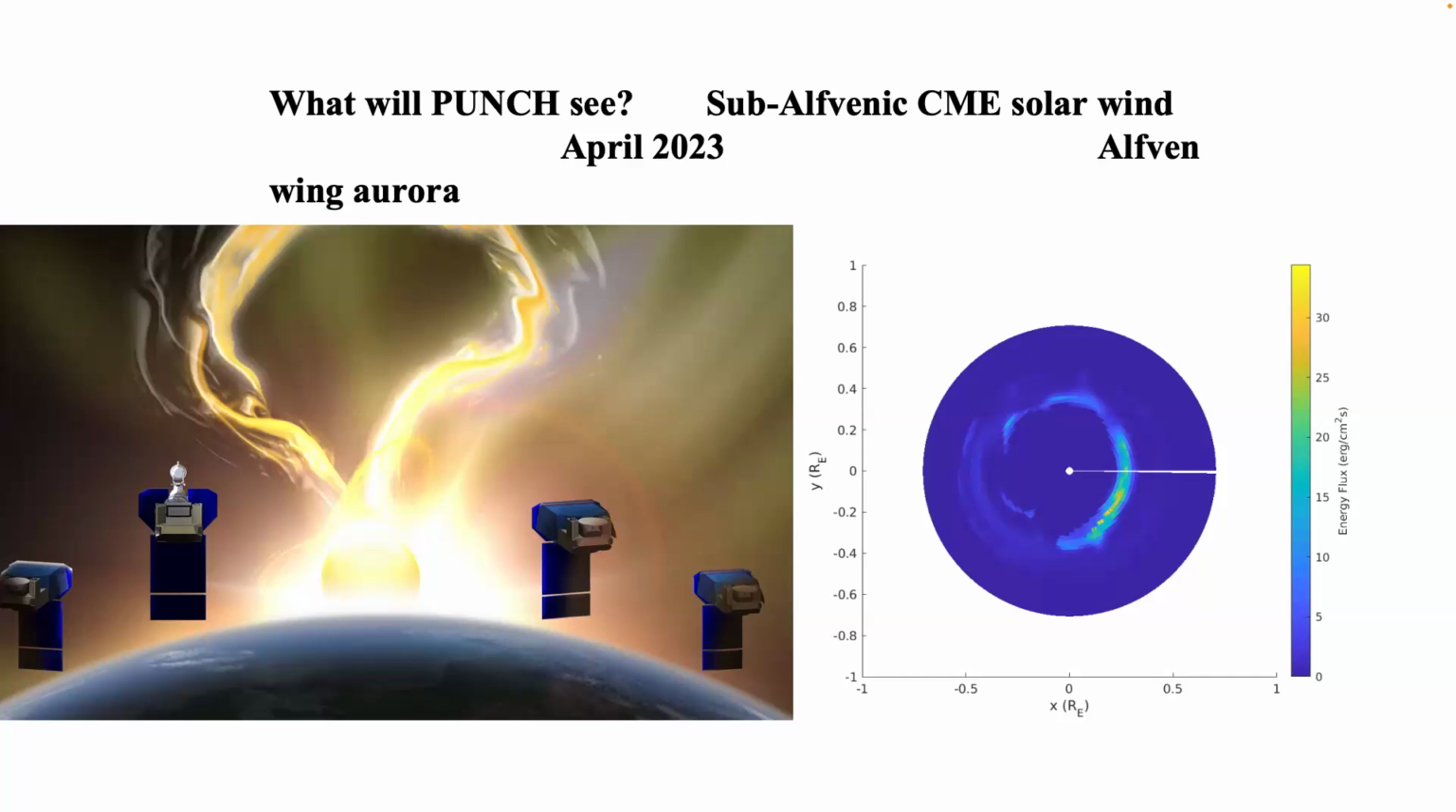Now, for this sub-Alfvénic wind situation, here is a case of high altitude aurora from simulation. So we took that from a global simulation and you take the emission at 2 Earth radii. It's really high altitude. And you can see that most of the emission is on the day side. The white line is noon. So you can see it's mostly on the day side, really. And that's the perfect field of view. I mean, with PUNCH's field of view, it's perfect. You can see it.